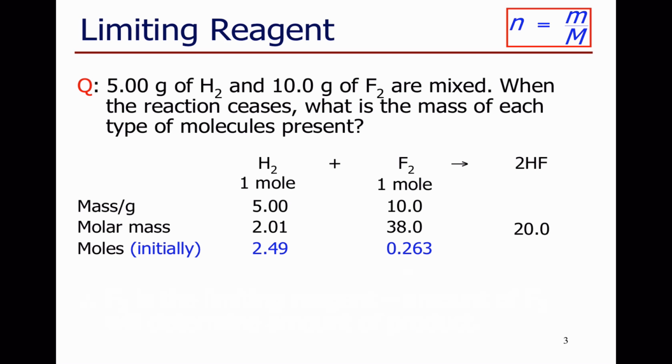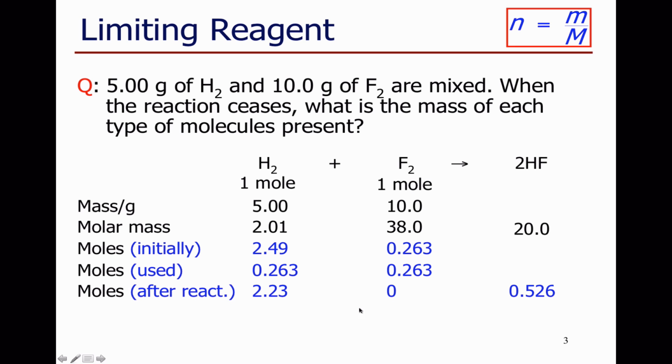So let's carry on. Initially we start off with 0.263 moles of fluorine, our limiting reagent, and 2.49 moles of hydrogen. When the reaction happens, all of the fluorine can react, but only 0.263 moles of the hydrogen can react. 1 mole of hydrogen reacts with 1 mole of fluorine. So if 0.263 moles of fluorine react, only 0.263 moles of hydrogen will react, which means that we're left with no fluorine, but 2.49 minus 0.263, 2.23 moles of hydrogen left.